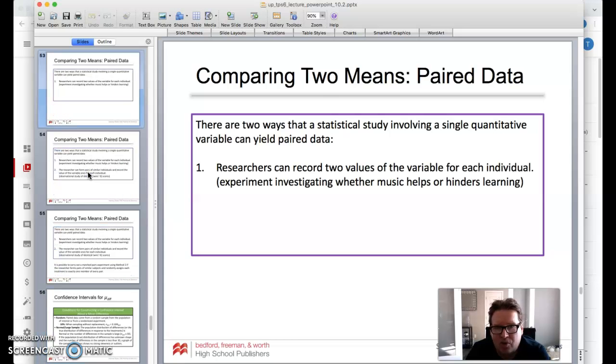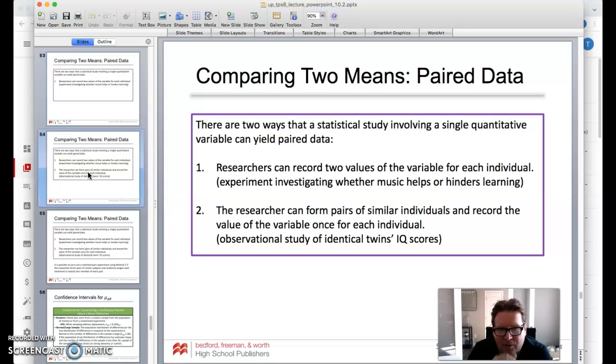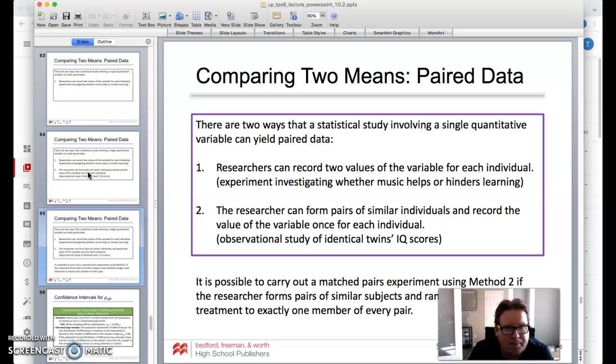Researchers can record two values of the variable for each individual. So you could look at whether listening to music helps or hinders learning. And again, the researcher can form pairs of similar individuals and record the value of the variable once for each individual. So we could do an observational study where we're looking at identical twins' IQ scores. So there are a couple of different ways of pairing up that data.